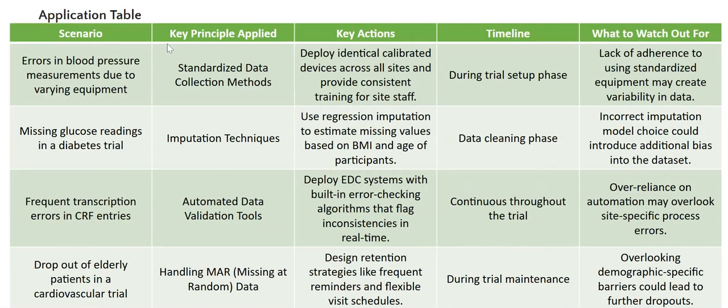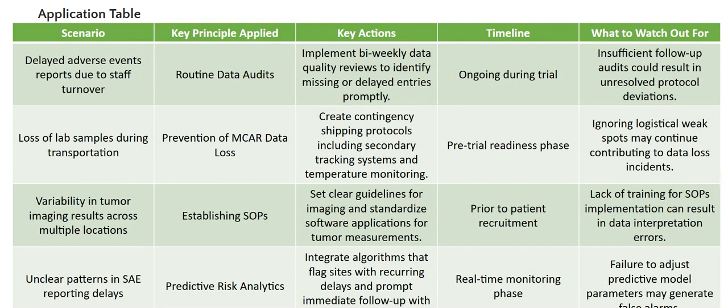Application table, we have the scenarios. For each scenario, the key principle that was applied, key actions, timeline, what to watch out for. As scenarios here, we have errors in blood pressure measurements due to varying equipment, missing glucose readings in a diabetes trial, frequent transcription errors in case report form entries, dropout of elderly patients in a cardiovascular trial, measurements, inconsistencies in radiology imaging.